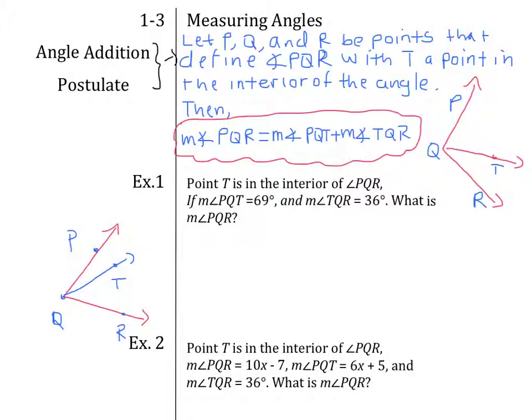So T can be anywhere. Let's say T is right there. Now we can connect Q with T, so we obtain ray QT. We're going to use that to solve the following example.